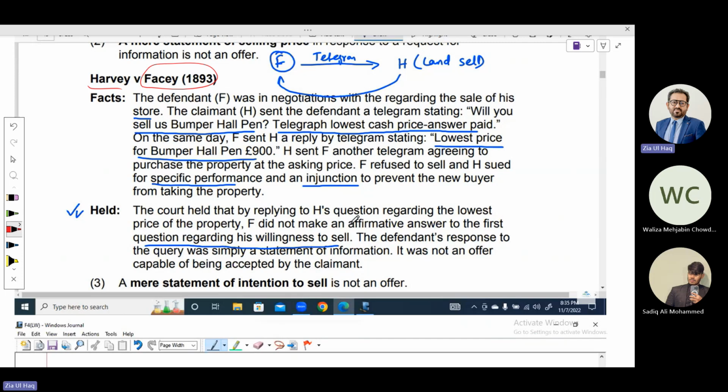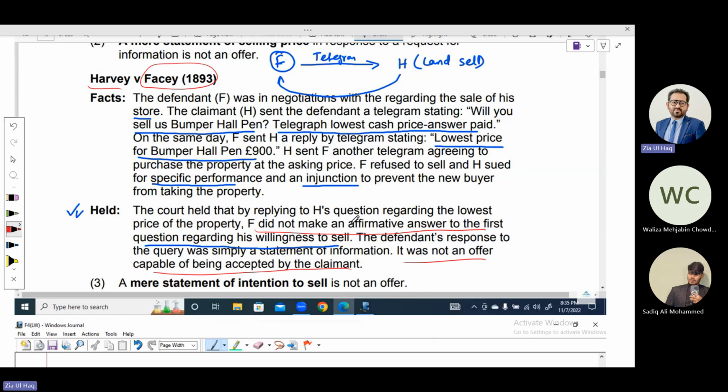The court held that by replying to Harvey's question regarding the lowest price of the property, Facey didn't make an affirmative answer to the first question regarding the willingness to sell. So the defendant's response to the query was simply a statement of information. It was not an offer capable of being accepted by the claimant.